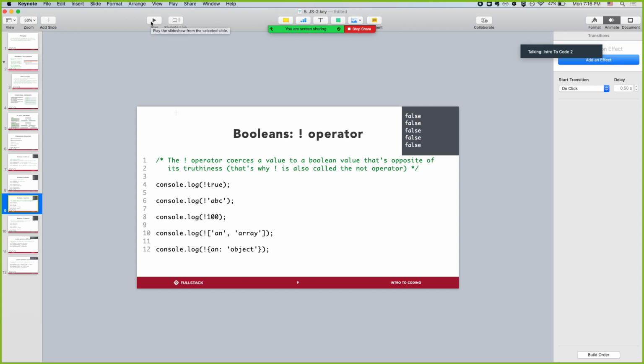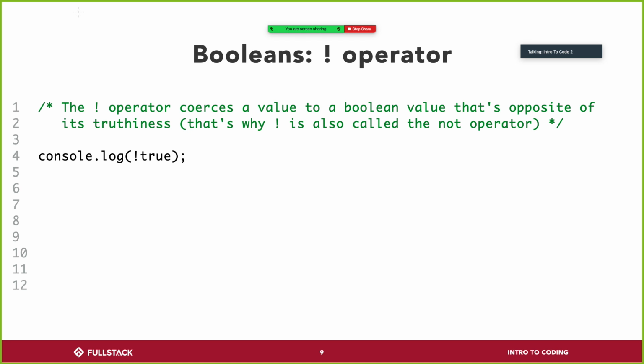So let's figure out what this exclamation point operator is all about. The exclamation operator coerces a value to a Boolean value that's opposite of its actual value. So it's called the not operator. Basically what it does is the opposite of what that value evaluates to. So when you do not true, that means it's false. When you do not a string, that becomes false too, because a string normally is true. And so this will evaluate to false.